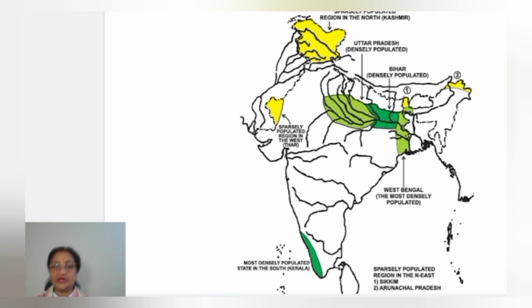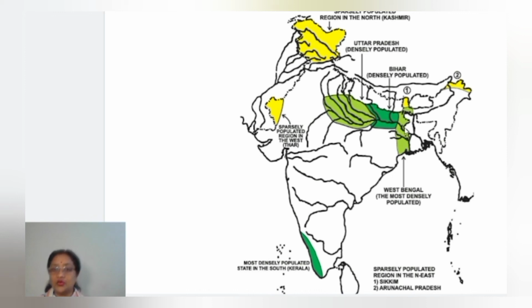Now the other part is densely populated. Now the densely populated areas are again in different parts. You should notice here, one is Uttar Pradesh. This is the Uttar Pradesh region. Bihar, and then West Bengal, and one more is there in the south, that is Kerala. These are the densely populated states.